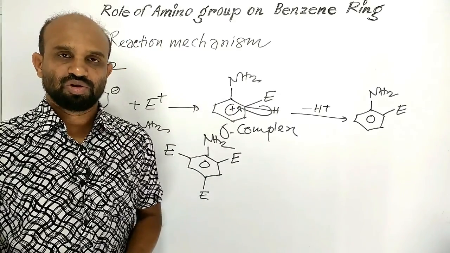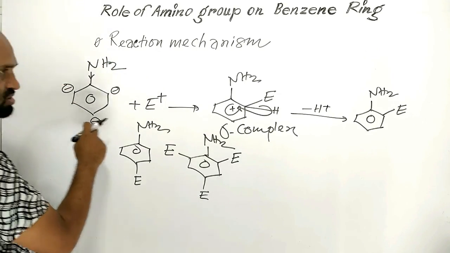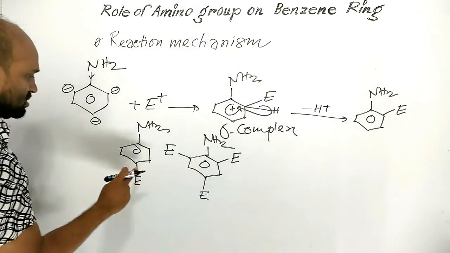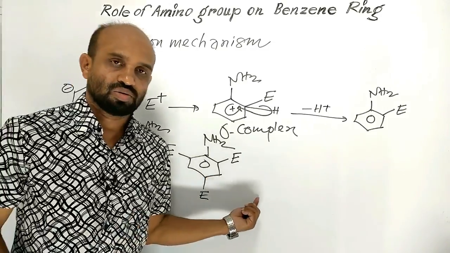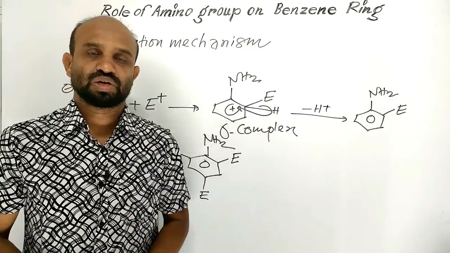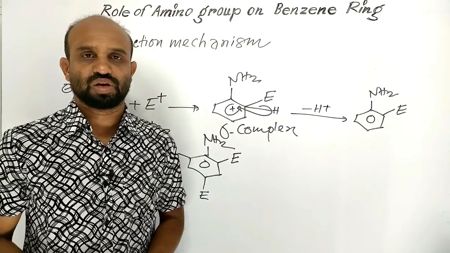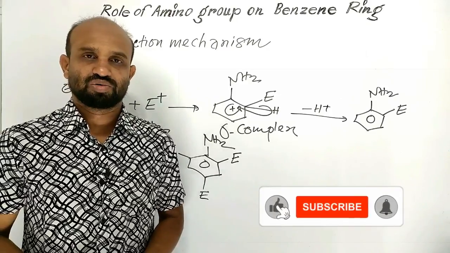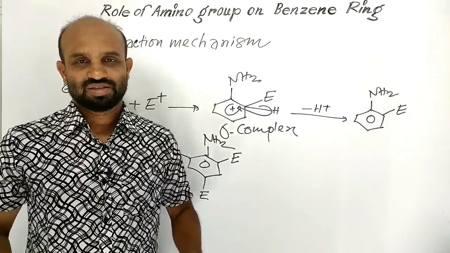That is, from aminobenzene we can get three kinds of products: ortho-substituted aminobenzene, para-substituted aminobenzene, and at a time ortho-para-substituted aminobenzene if the electron donating capacity of the amino group is increased. This is all about the role of the amino group on the benzene ring. No more today. Thank you very much.